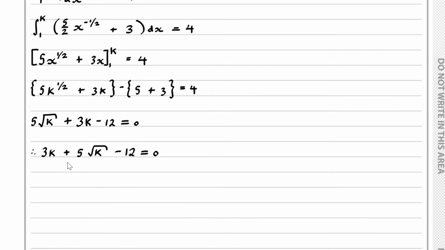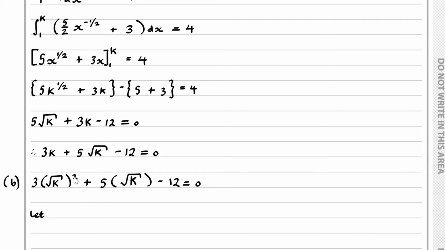And hopefully here you can see we have a hidden quadratic, because squaring the root k will give us k. Perhaps if we rewrite this, we have 3 lots of root k squared, which is the same as k, and then we add on 5 lots of root k minus 12, and this is equal to 0. Hopefully you can see we have a hidden quadratic.